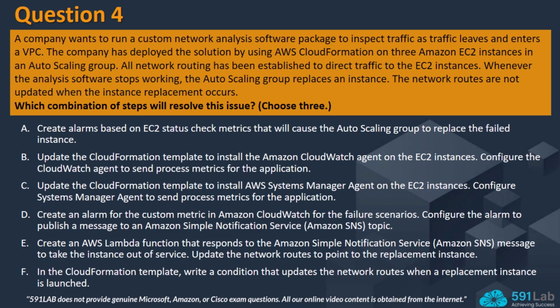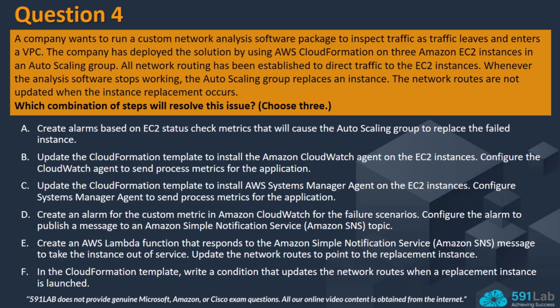Option D. Create an alarm for the custom metric in Amazon CloudWatch for the failure scenarios. Configure the alarm to publish a message to an Amazon Simple Notification Service topic. This option involves creating an alarm for a custom metric that monitors the health of the network analysis software. When a failure occurs, the alarm publishes a message to an SNS topic indicating the failure.